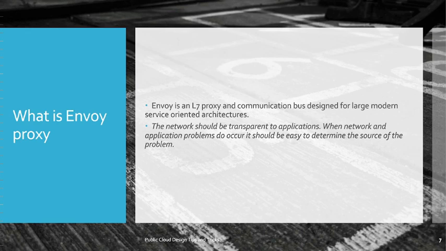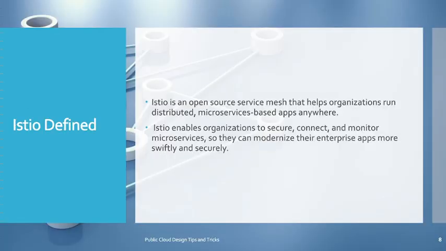The network should be transparent to the application. That means when a network or application problem does occur, it should be easy to determine the source of the problem, whether it is in the network layer or the application layer. That is why the service mesh applies the Envoy proxy in your pod, so that the segregation will be clear, whether it is due to business logic or due to the configuration.